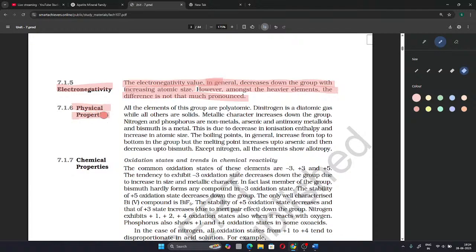Physical properties. All the elements of this group are polyatomic, meaning they cannot remain single. It can be said that they will bond with two or more atoms. Dinitrogen, N2, is a diatomic gas, while all others are solid. Metallic character increases down the group.